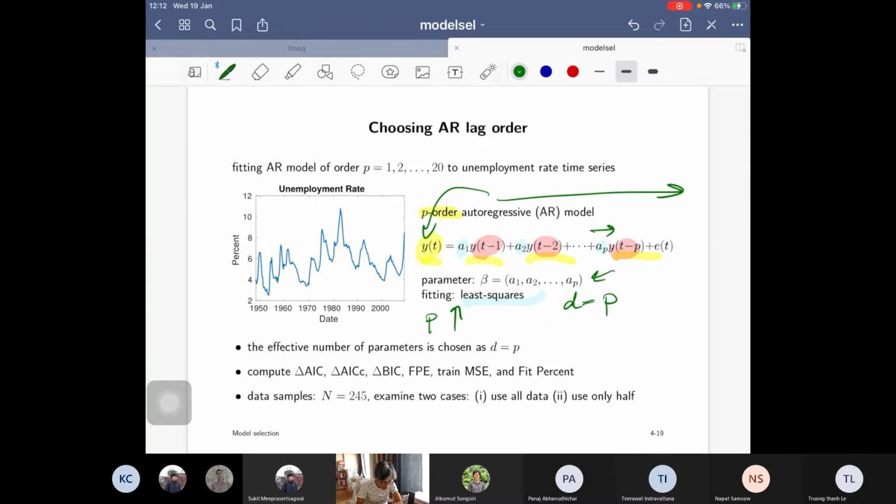In this data set, y is the unemployment rate. Again, we do the least square fitting, compute the log likelihood, and compare all the scores. We have 245 samples. In this example, I would like to illustrate two cases. In the first one, I use all the data, and in the second case, I use only half of them.